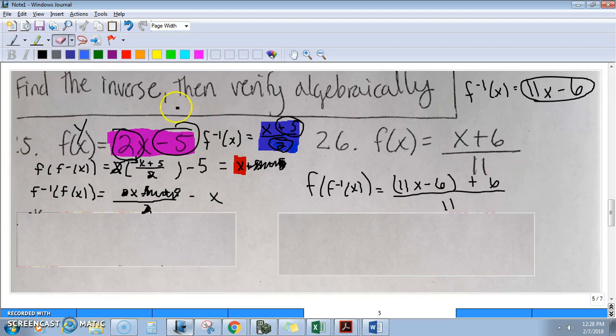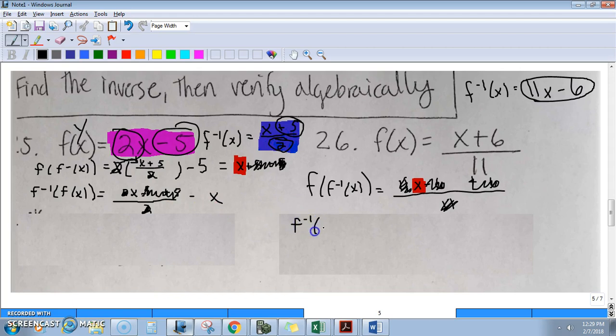Since we're not multiplying, I can get rid of my parentheses. I don't need them because I don't need to distribute anything. Once you get rid of your parentheses, you realize the negative 6 and the positive 6 cancel out because that's 0. And then once you get rid of those, you realize you have 11 over 11, which is just 1. So that whole expression simplifies down to just x. So one way works. Do we have to do it both ways to prove it? We actually do have to do it both ways to prove it.